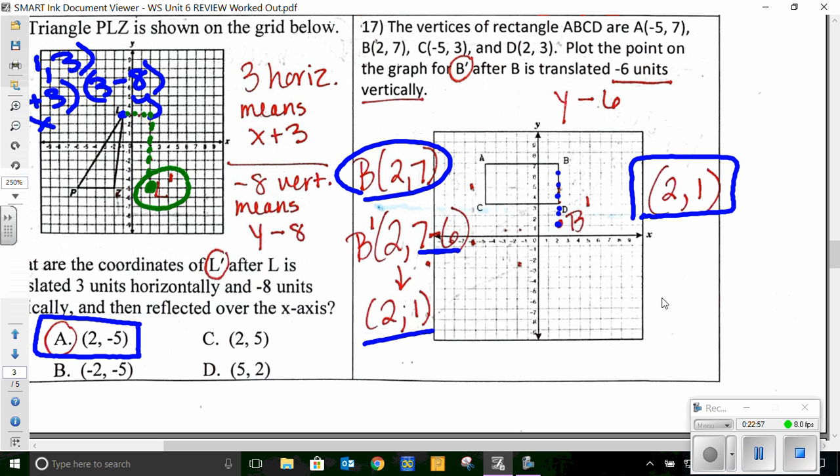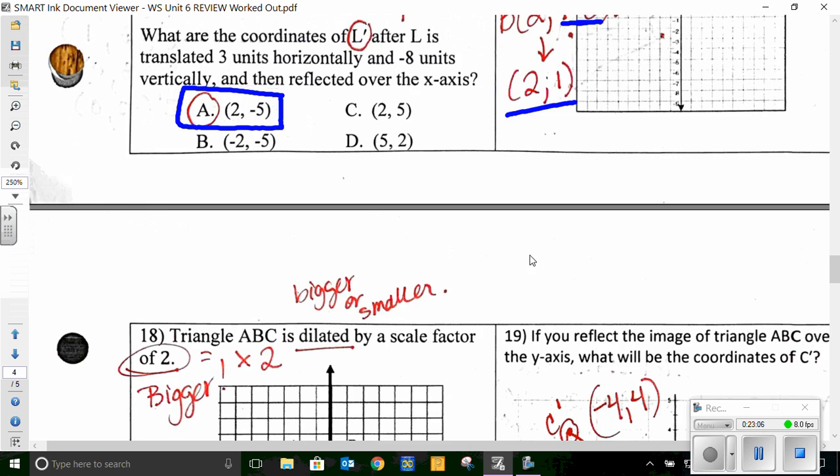There's my points. So either way you did it, you can either do the actual math or just move the point and then find your new coordinate. It still works. But you can also have a way to check your work.